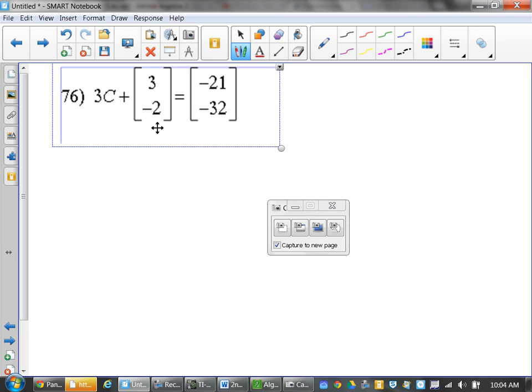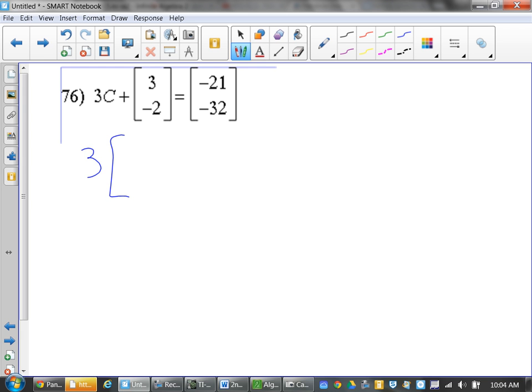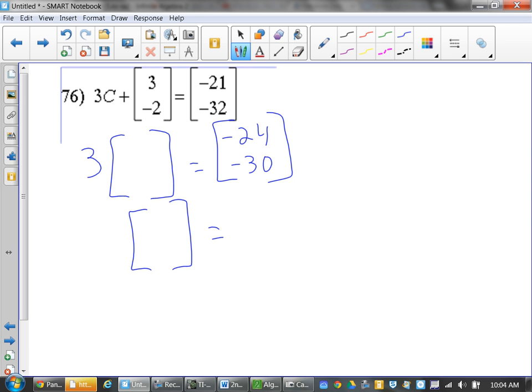This means 3 times some matrix is going to be negative 24, negative 30. So that means I'm going to take 3 and divide it. So some matrix has to equal negative 8 and negative 10. What does that matrix equal? Negative 8, negative 10. When there's a variable and a matrix, that's the only difference when you're multiplying things.